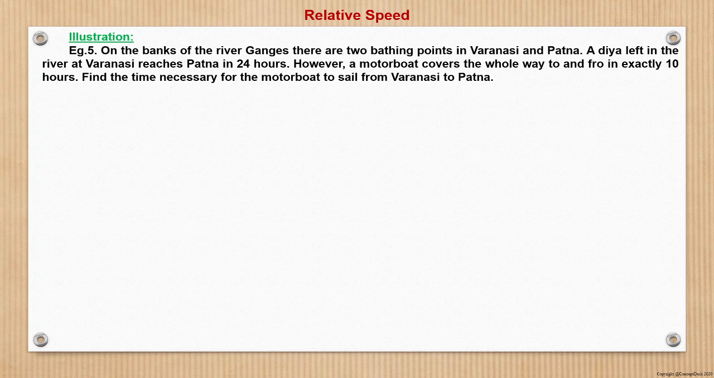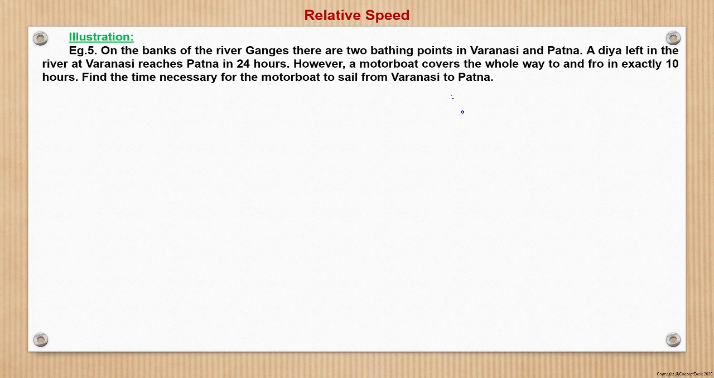It says that on the banks of river Ganges there are two bathing points, Varanasi and Patna. A diya left in the river at Varanasi reaches Patna in 24 hours. However, a motor boat covers the whole way to and fro in exactly 10 hours. Find the time necessary for the motor boat to sail from Varanasi to Patna. So let us see the problem here.